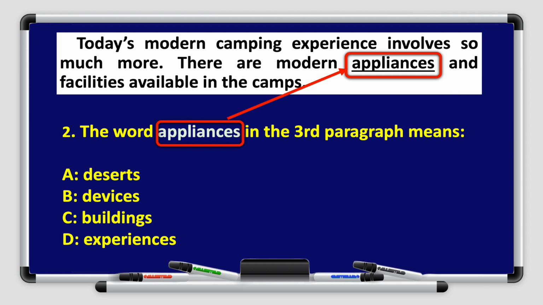Number 2, the word appliances in the third paragraph means what exactly? Is it A, deserts, B, devices, C, buildings, or D, experiences? So we underline the word appliance first and look for other words to guess its meaning, and we chose the word devices. So B, devices.